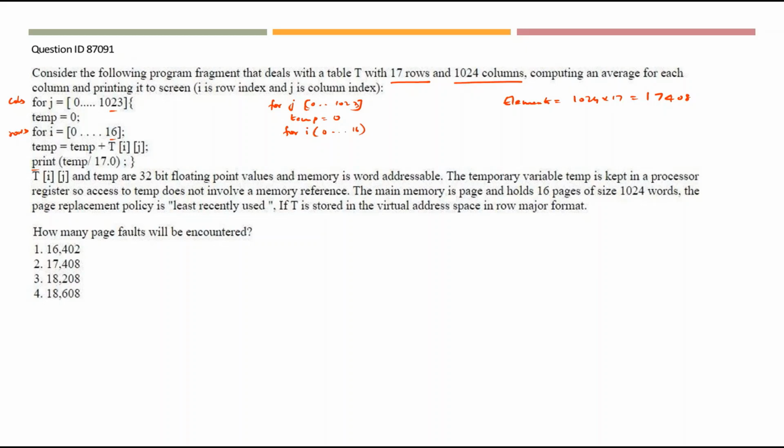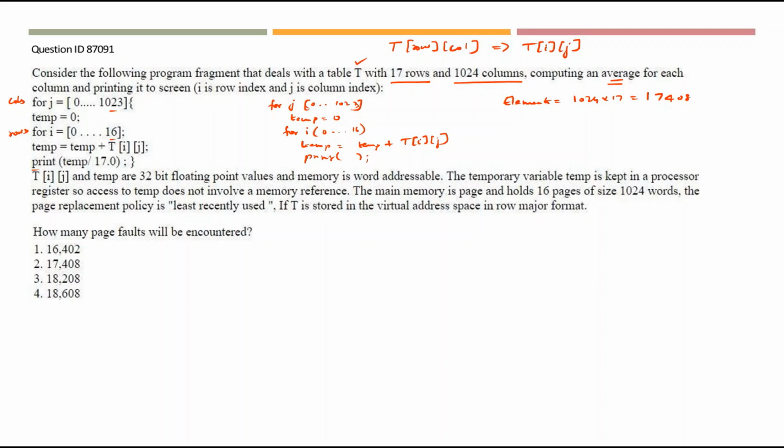Now there is a simple calculation. Temp is equal to temp plus, that is 0 plus, the element from the table T. If we want to access some element, we have to access the particular row and the particular column. So this is T of I and j. After accessing the element, here they have given computing an average for each column. So a print statement is here.